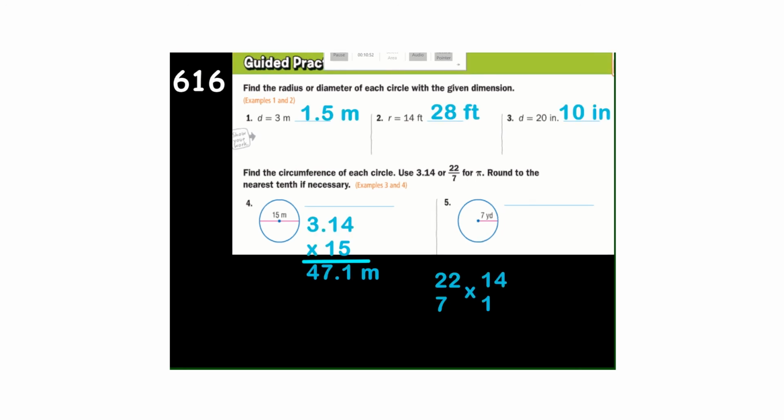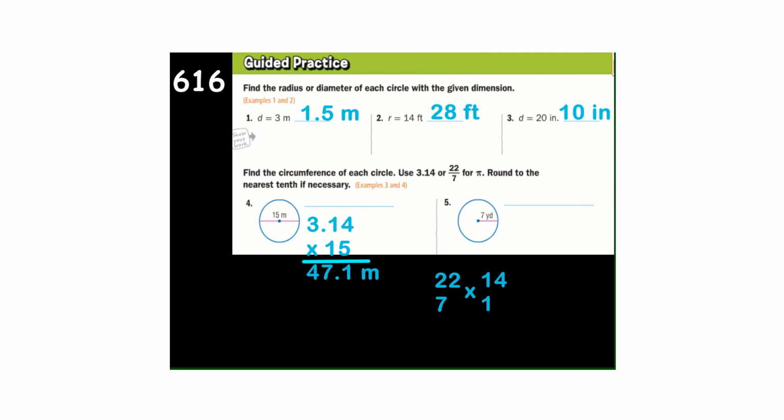Okay, number 1, diameter is 3, the radius is half that, 1.5. Number 2, if the radius is 14, the diameter is twice that, it would be 28 feet. Number 3, if the diameter is 20, the radius would be 10. Number 4, 3.14 times 15 is 47.1. It says round to the nearest tenth. It already was in the nearest tenths.